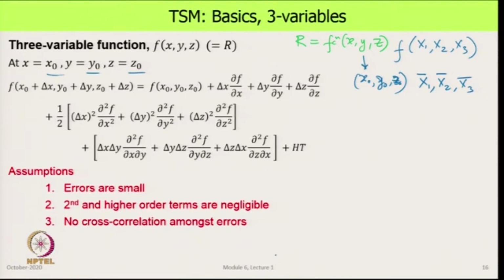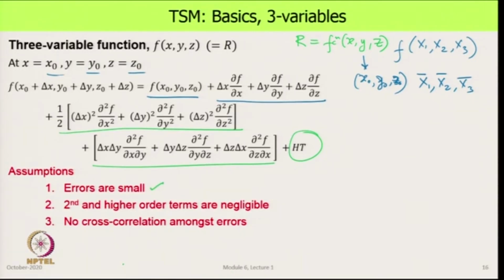And now we do Taylor series expansion for a three variable expression, and this is the value of the function at x0, y0, z0, then the first order terms and then two types of second order terms. This is one, this is the second one, and then the higher order terms. And we use the same assumption that we just saw for the two variable case. Errors are small, second and higher order terms are negligible, and there is no cross correlation amongst others.